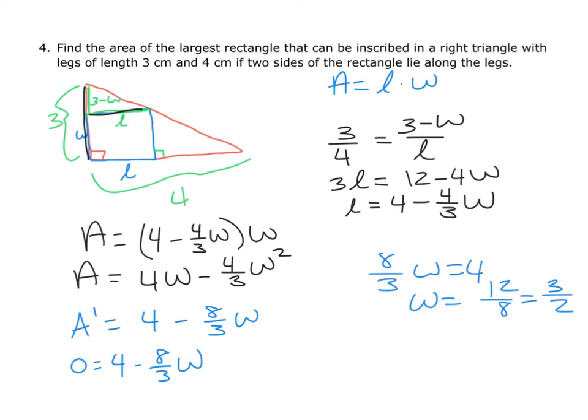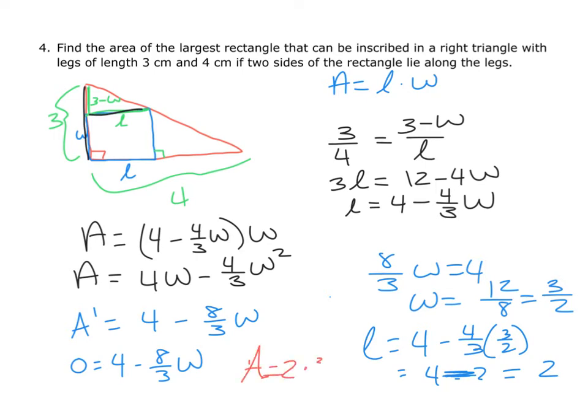So that means that the length, find the area of the largest rectangle. All right, so the length would be 4 minus 4/3 times 3/2. So 4 minus 2 is 2. Oops, that's a minus. So we got 2. So the area then would be, the length is 2, the width is 3/2, so 3.